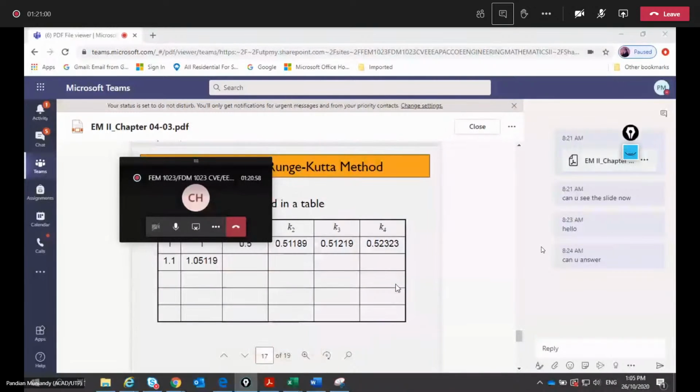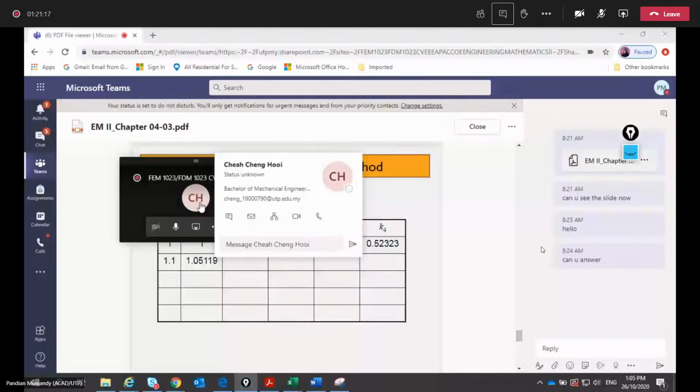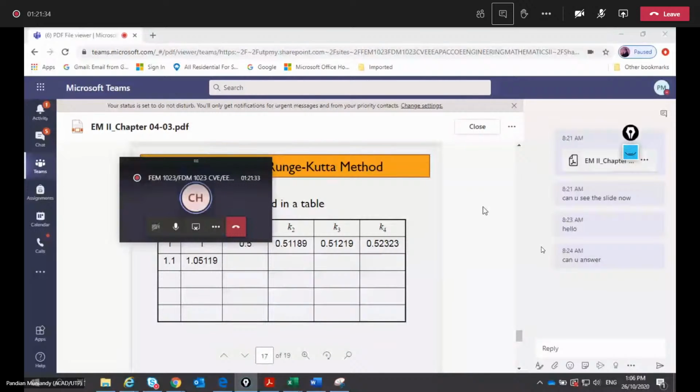Any question, class? Any question so far? Example 1. Chia, yeah, Chia Cheng Hui. Any question, Chia? So far no, sir. So far no question. Okay. Others, please. Others?